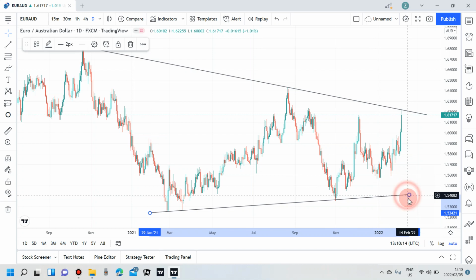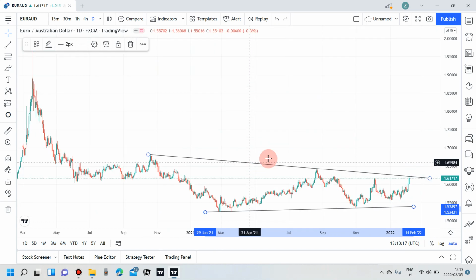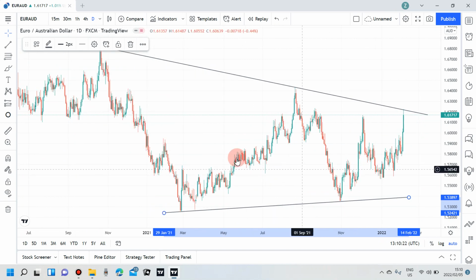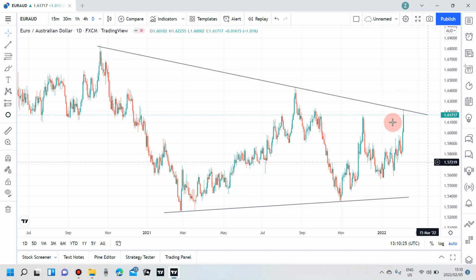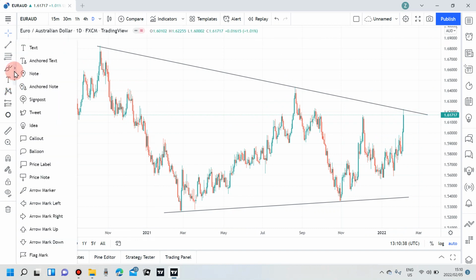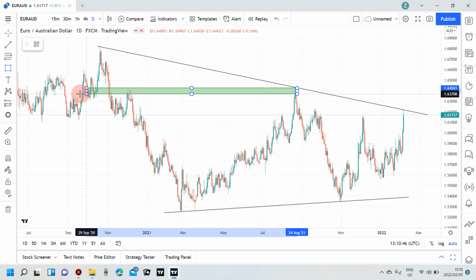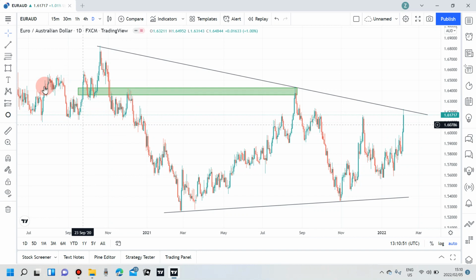Yes, it's a descending type pattern. So normally descending type patterns break to the upside. So what you'd want to do on the higher time frame is to draw your overall momentum of the trend, and place your zones, your key levels where the market usually reverses.